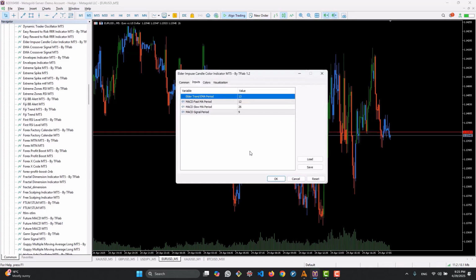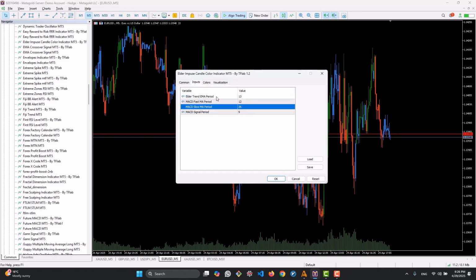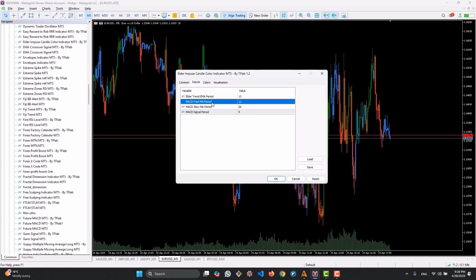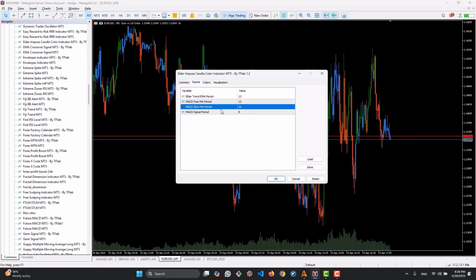This indicator uses two technical indicators, OSMA and EMA, for trend calculations. We can enter the settings for OSMA here: the fast moving average period, the slow moving average period, and the signal line period. And for the EMA indicator, we can also simply set its period here.